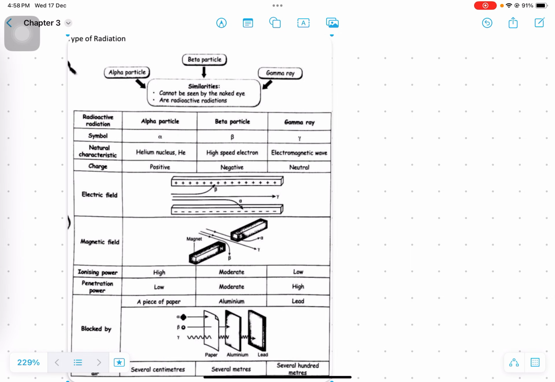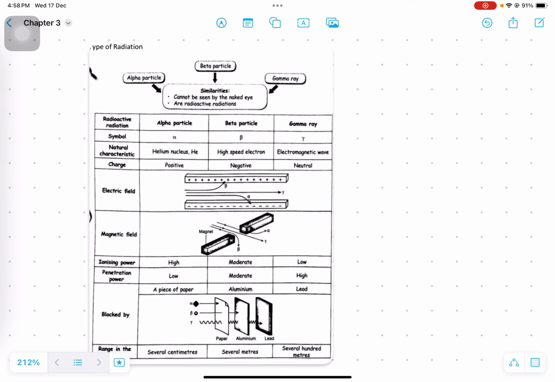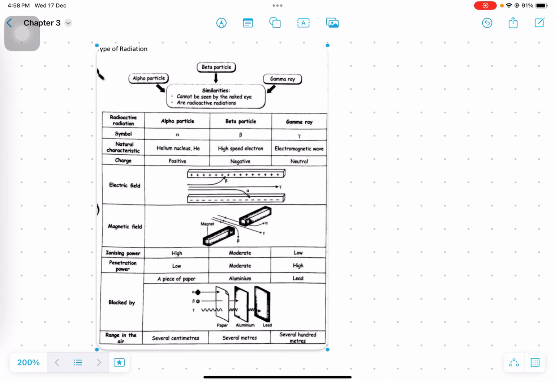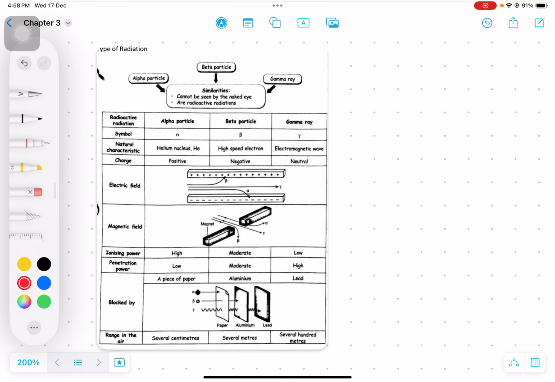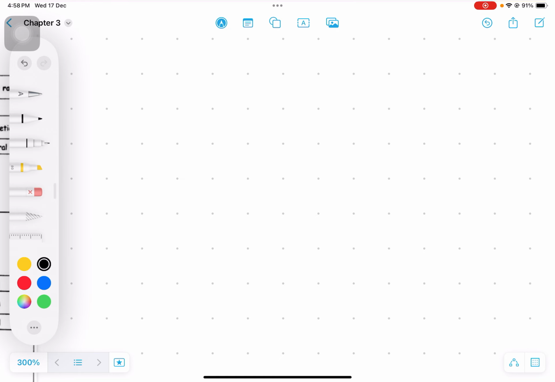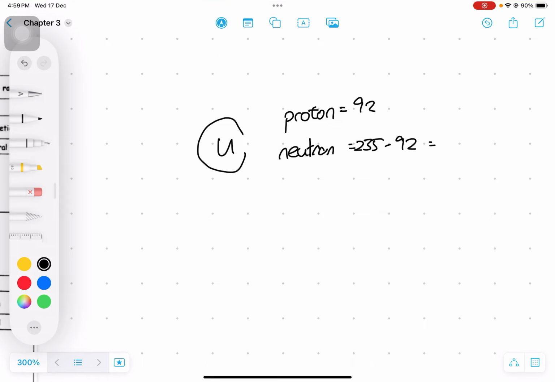Once they undergo radioactivity, the radioactivity will decrease. But you might be confused about how radioactivity works. So before we go into the types of radiation, we need to talk about how radiation occurs. One of the ways that radiation occurs is, for example, with an element like uranium. Uranium has a proton number of 92, and the neutron number will be 235 minus 92.